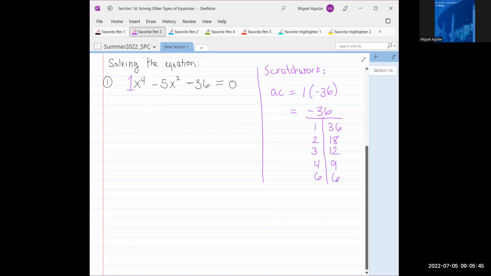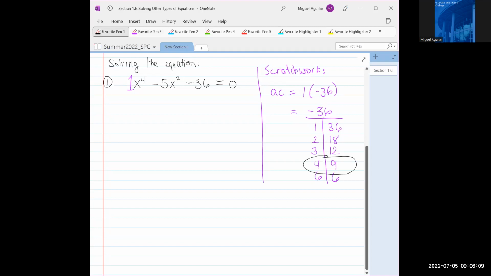Now, of those factor pairs, if we're trying to apply the AC method, we need to choose the factor pairs that multiply to make that negative 36, but also add to make the negative 5. So which of these numbers look like they're going to combine to get us close to a 5 or a negative 5? 4 and 9.